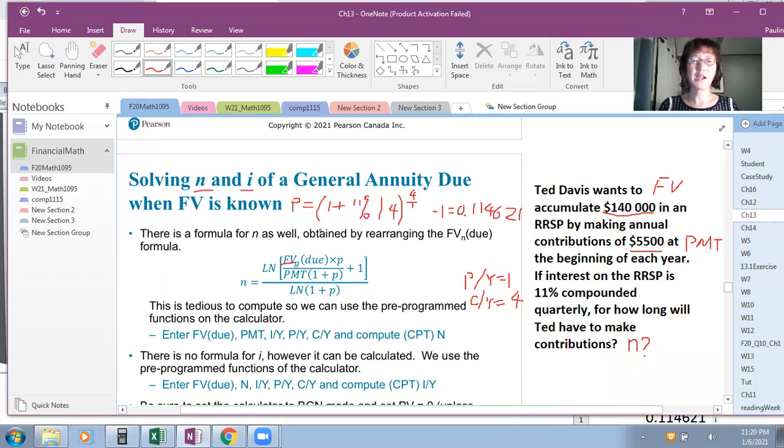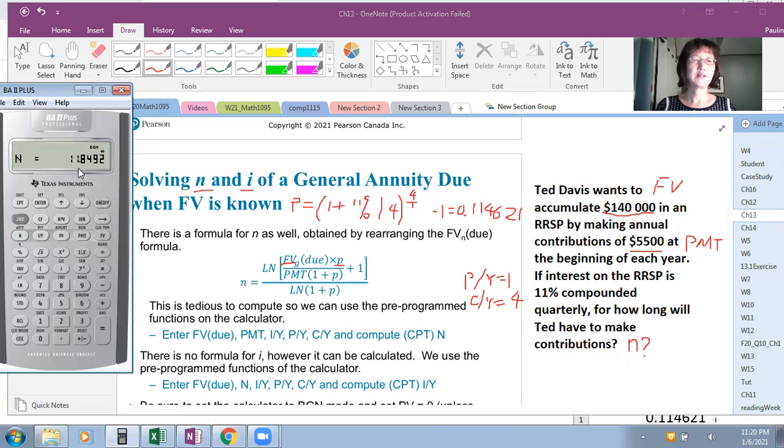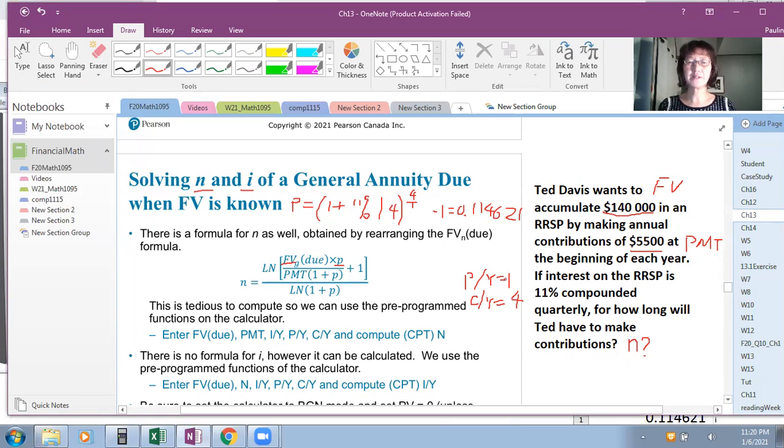Okay, so plug P into this formula, and then you take the natural logarithm, and you get N must be 11.85. Okay. So these are the three methods to figure out term N for a general annuity due.